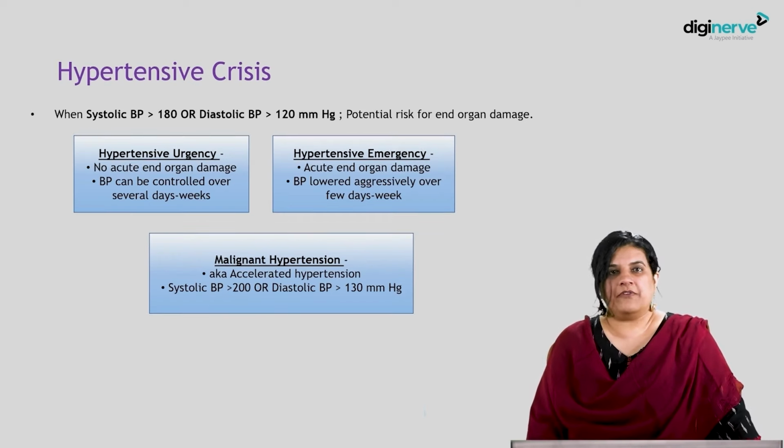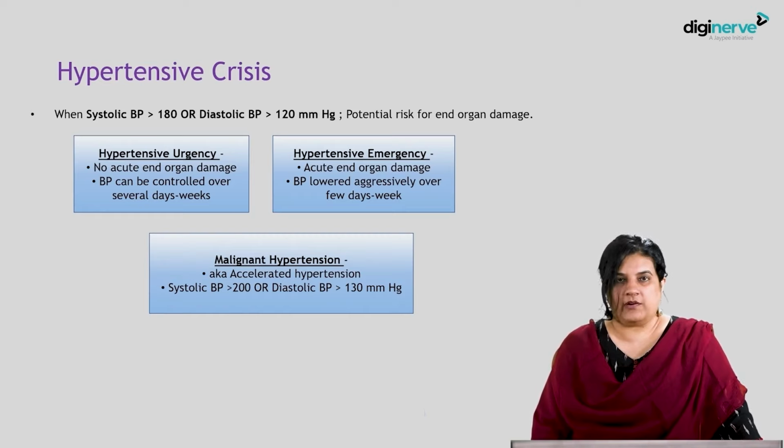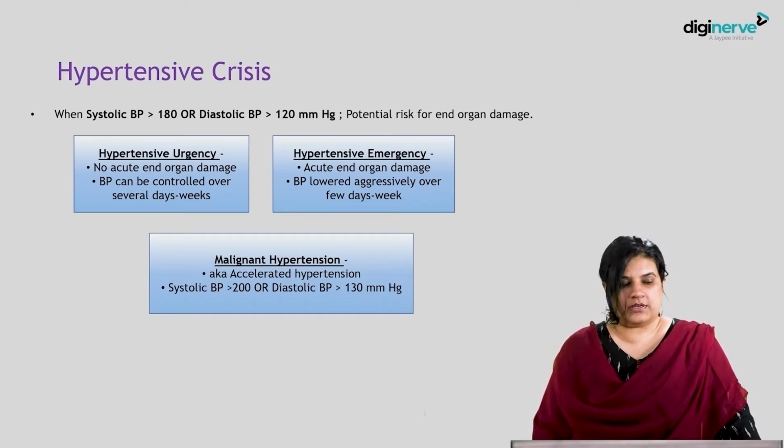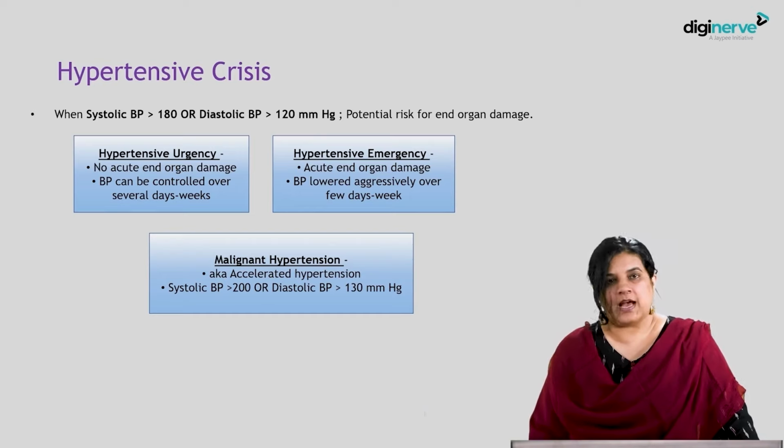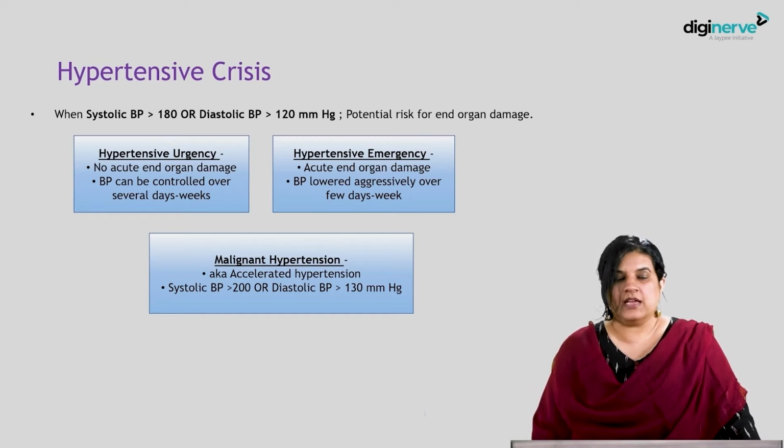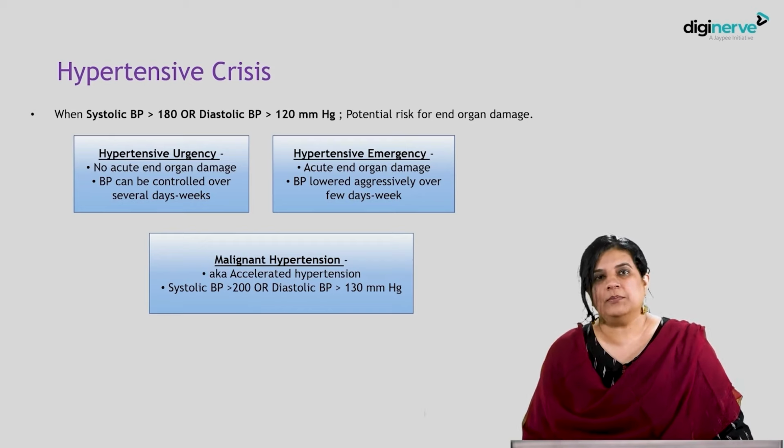We also need to be aware of hypertensive crisis, wherein the systolic blood pressure is over 180 millimeters of mercury or the diastolic blood pressure is over 120 millimeters of mercury. And this condition has a potential risk for causing end organ damage. So this can further be subclassified into hypertensive urgency, where there is no acute end organ damage. So BP can be controlled over several days or over a few weeks. Hypertensive emergency, on the other hand, can result in acute end organ damage, and so we have to be aggressive in lowering the blood pressure.